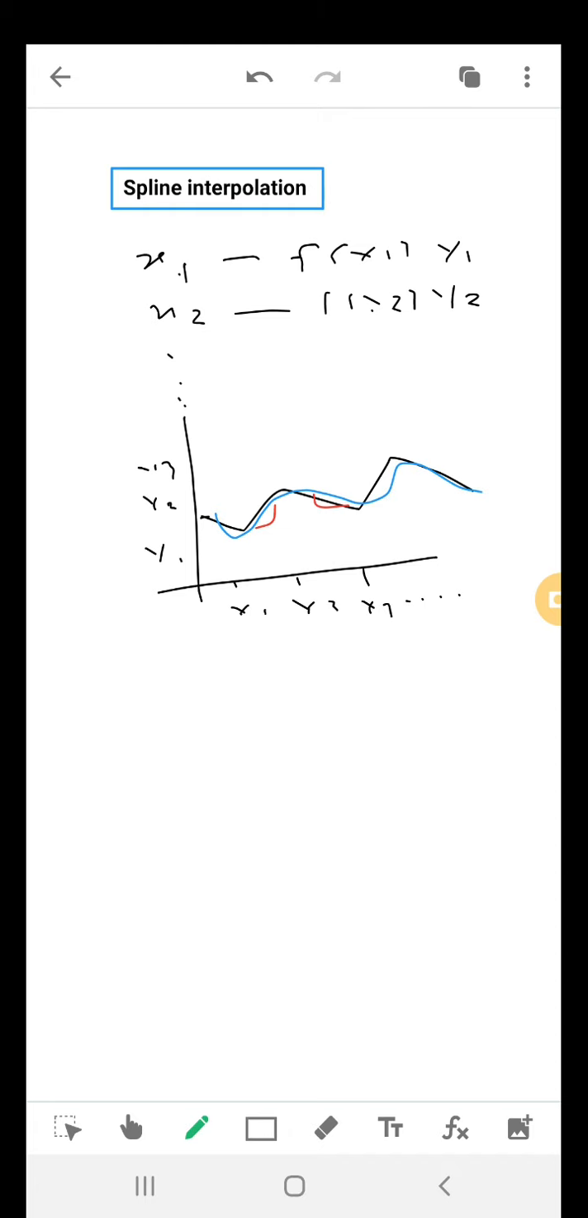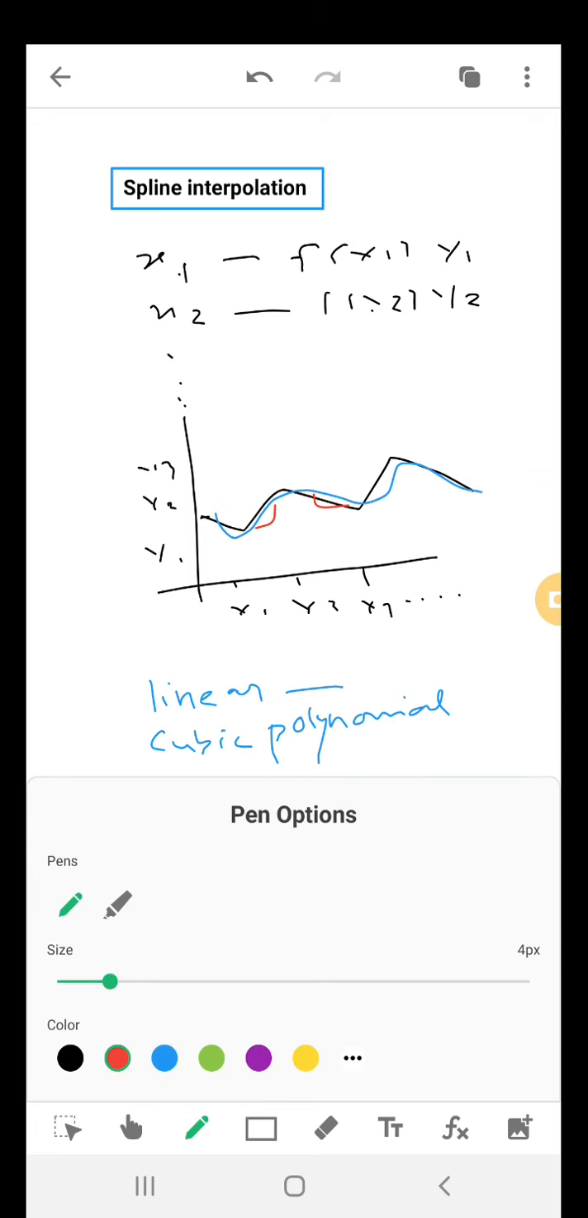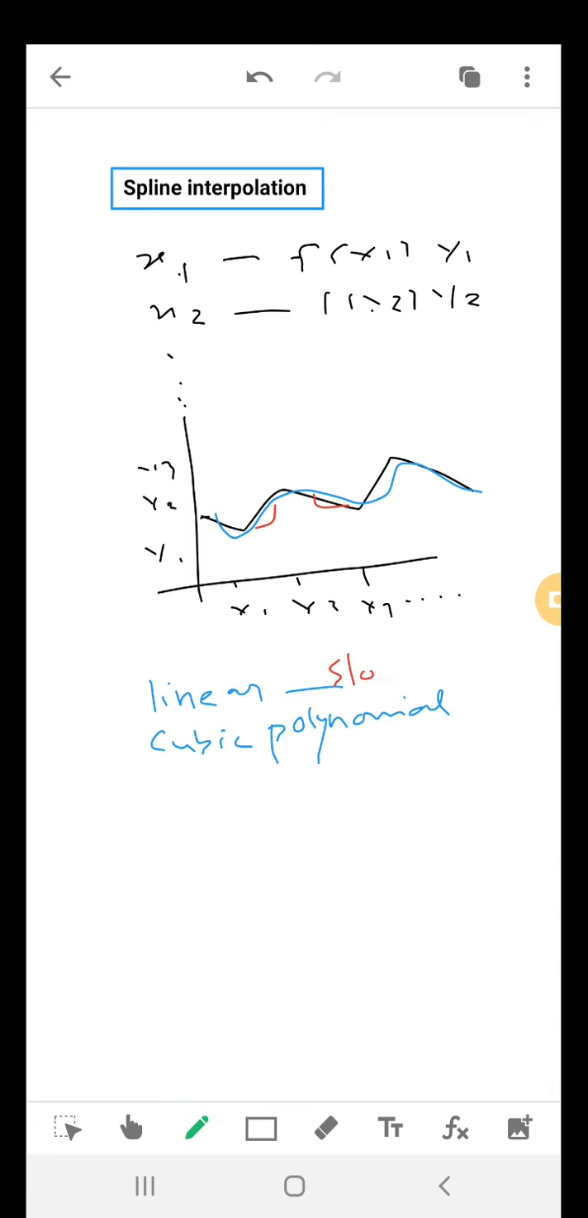Now the question is, if we match, there are three lines. First of all, if we consider a linear line, then we are only matching the slope. If we consider a cubic polynomial, then we are not only matching the slope. So for the linear, only slope matching takes place. For the cubic polynomial, slope as well as curvature matching takes place.